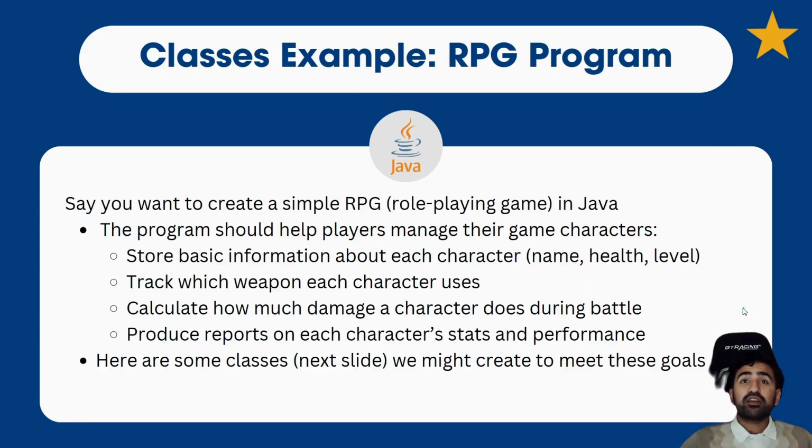So we'll store basic info about each character: their name, their health, their current level of experience in the game. Track which weapon the character uses, calculate how much damage a character does during battle, and then of course produce reports on each character's stats and performance, right? So we can display them perhaps on the screen. So here are some classes we might create to meet those goals.